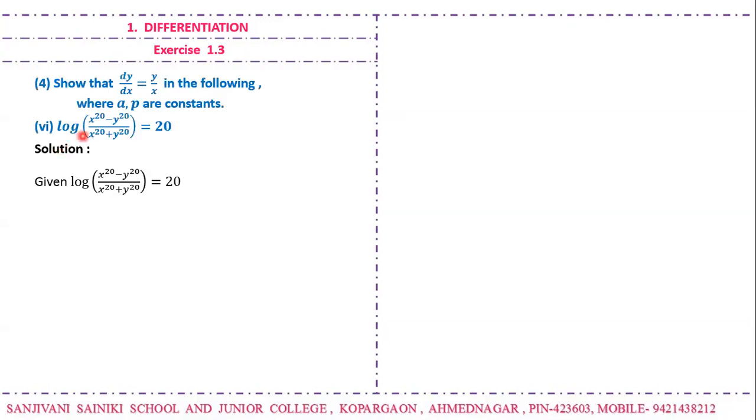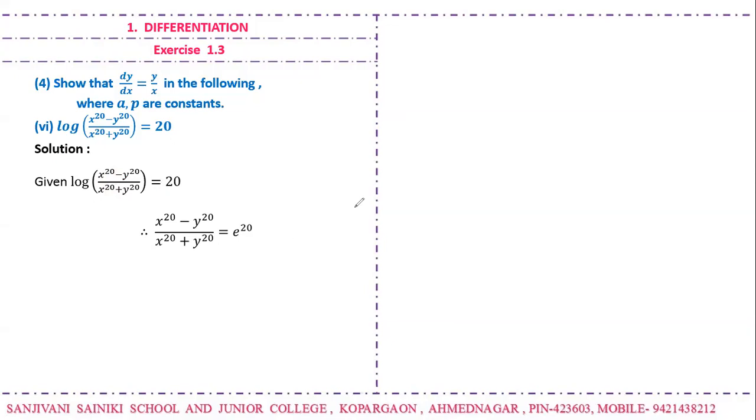The next example is log of (x raised to 20 minus y raised to 20) upon (x raised to 20 plus y raised to 20) is equal to 20. And we have to show that its derivative is y by x. So whatever is given, write that down, then use the derivative.